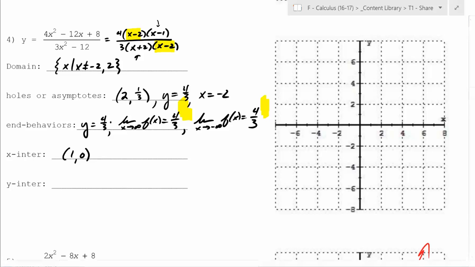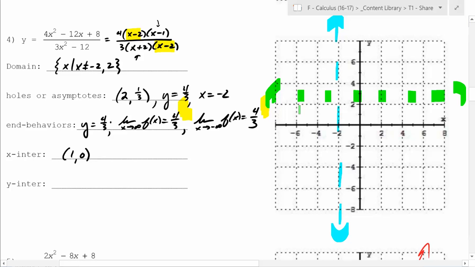So for the asymptotes, you have this one right here, and then where's y equals 4/3? 4/3 is like 1 1/3, so like right here. Oh, that's 2. Thank you. That's too high, isn't it? So I'll use a thinner one for this. 4/3, so what is that, like right about here?